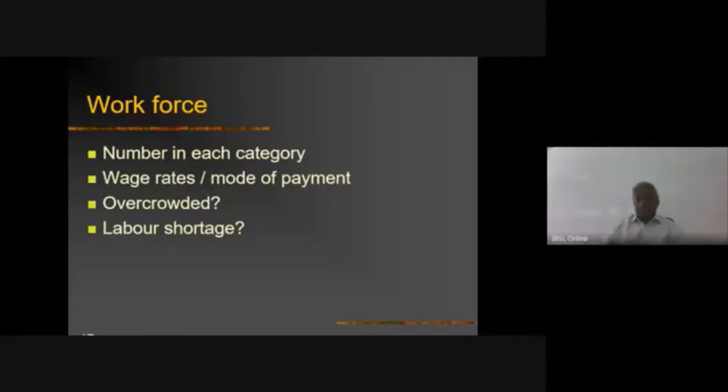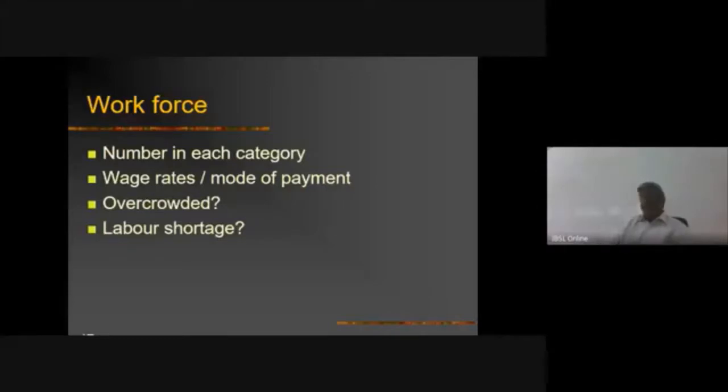Then whether there is overcrowding. Yes, sometimes there may be more people than the required number. I will tell you a good example. In the down south, there was a poultry farm. The owner was a very nice, kind-hearted person, respected by the people of his area and everything. So he had a poultry farm. The relations and other people would go and ask for work, so he put them in his poultry farm to work.